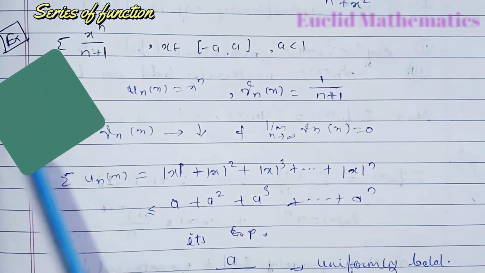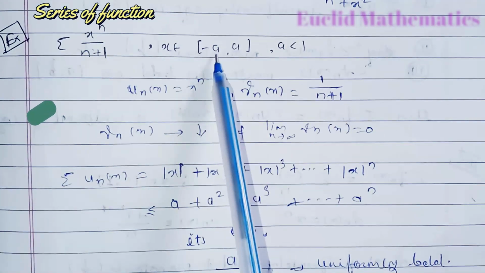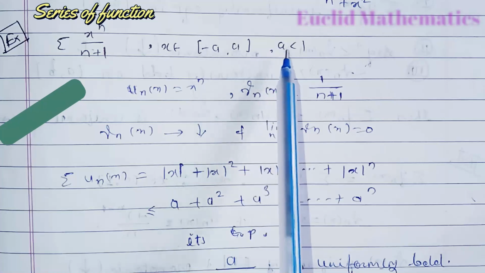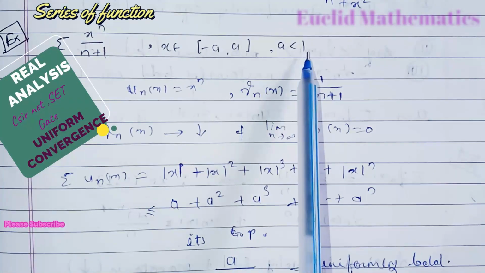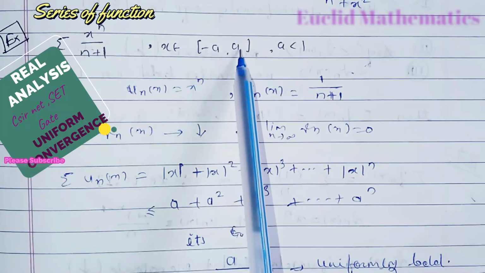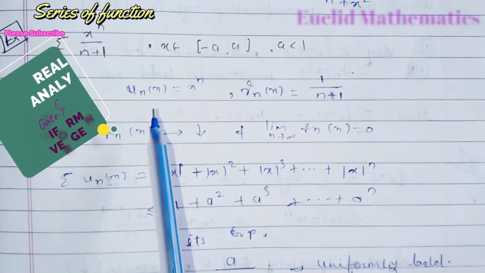So here is the example. It says the series is x raised to n upon n plus 1, and x belongs to the closed interval minus a to a, where a is smaller than 1. The value for a is given here, which is smaller than 1. So it is not minus 1 to 1; since a is smaller than 1, it is a closed interval inside the open interval. Let's get the solution started.